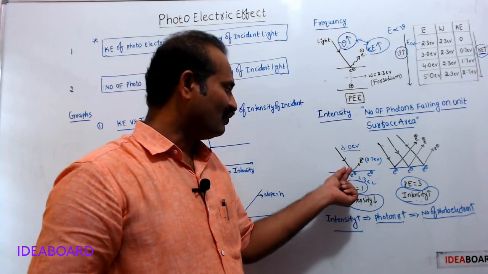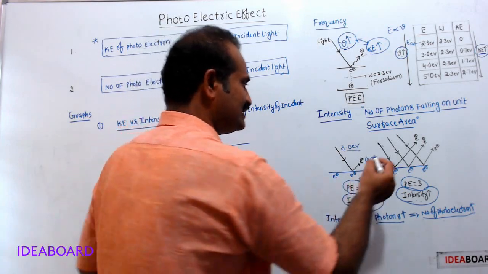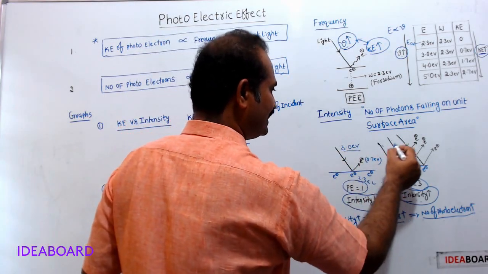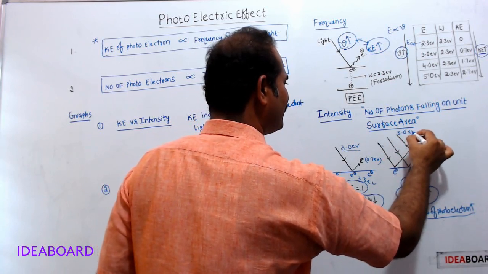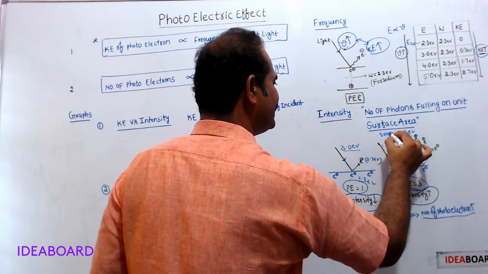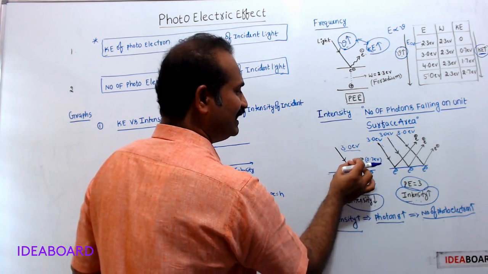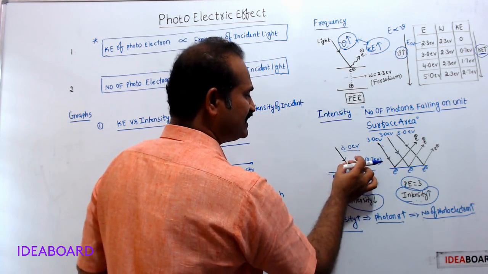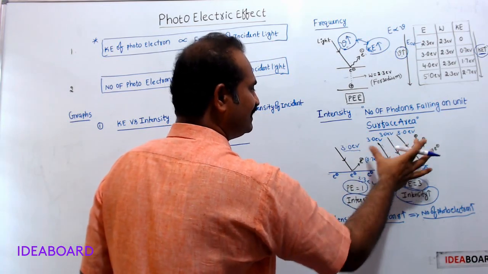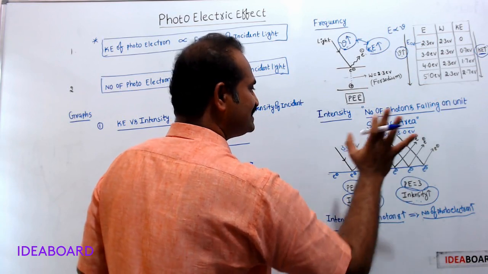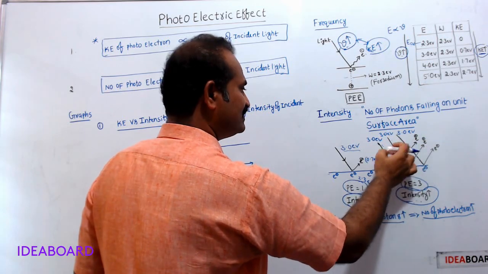Now what I am doing is increasing the intensity of this light. Intensity increasing simply means the number of photons is increasing, but each photon carries only 3.0 electron volts. So when we increase intensity, simply the number of same photons increases. Photon number increases, here 1, here 3, but their energy remains the same. Energy remaining the same means frequency remains the same for each photon.